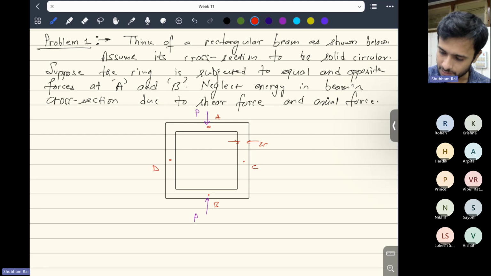A few more dimensions are given. This dimension here is H, and this length here is L. This is L. Okay.